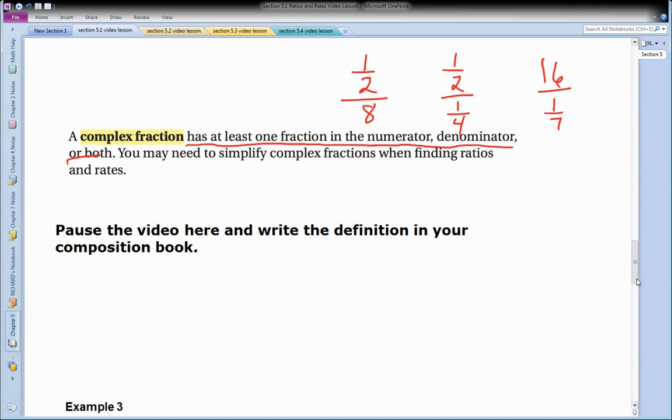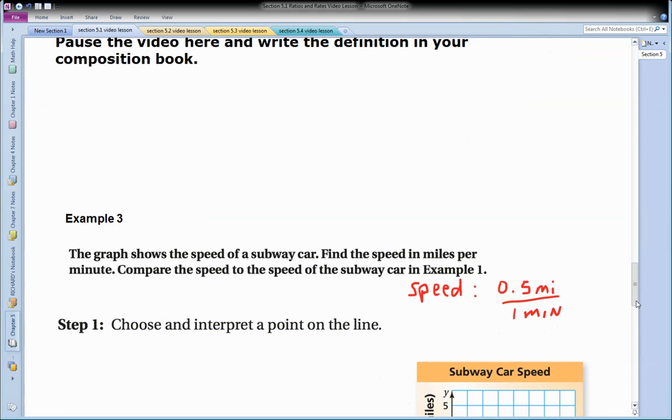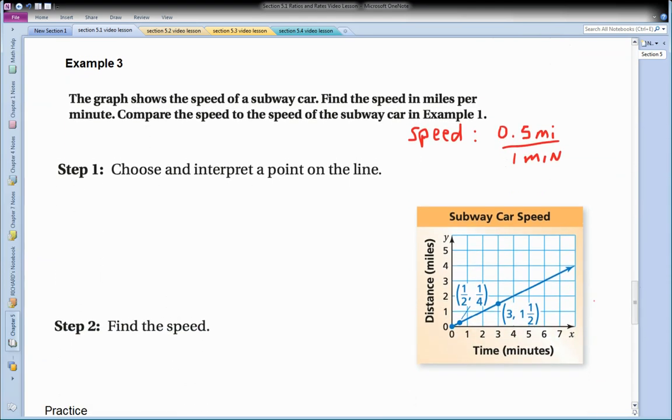All right, so we're back, and let's look at example 3. So this graph here shows the speed of a subway car. So we want to find the speed in miles per minute. Miles per minute. And we're going to do that because we're going to compare this to what we found in example 1, which is that speed was 1/2 of a mile in 1 minute.